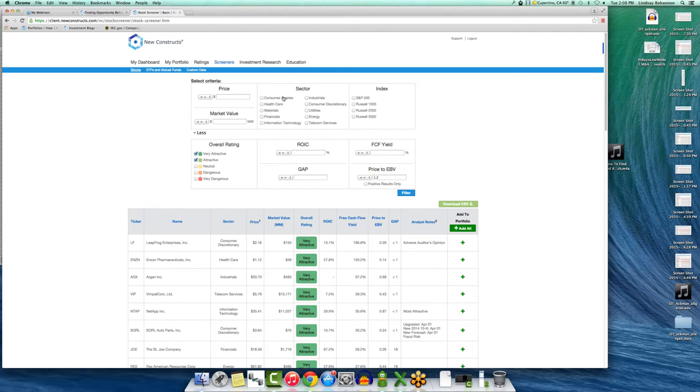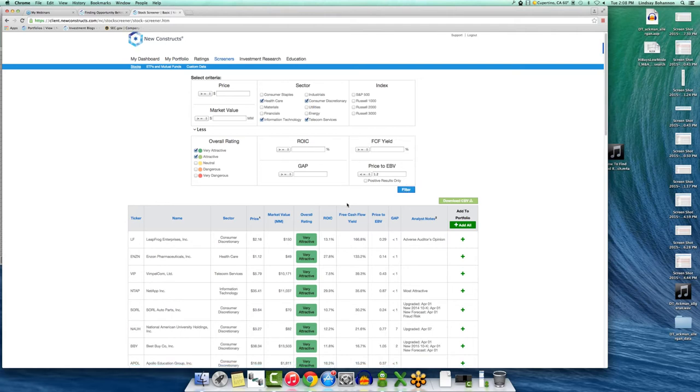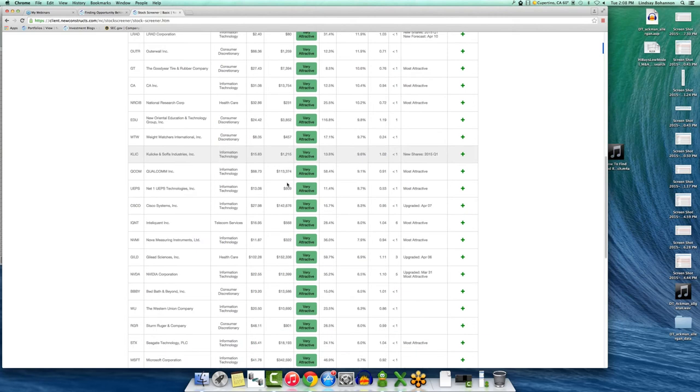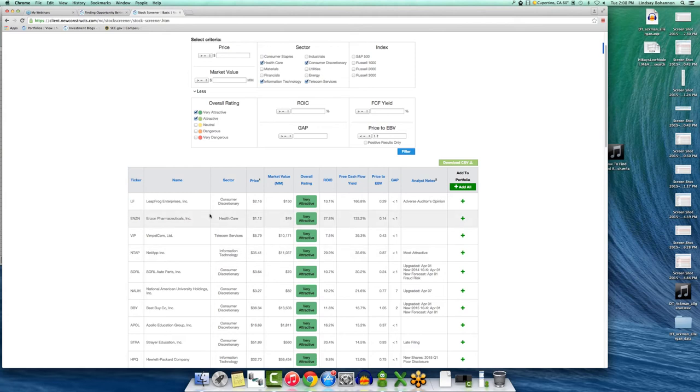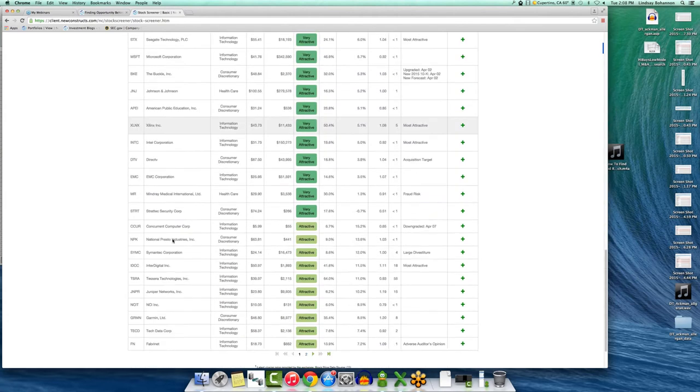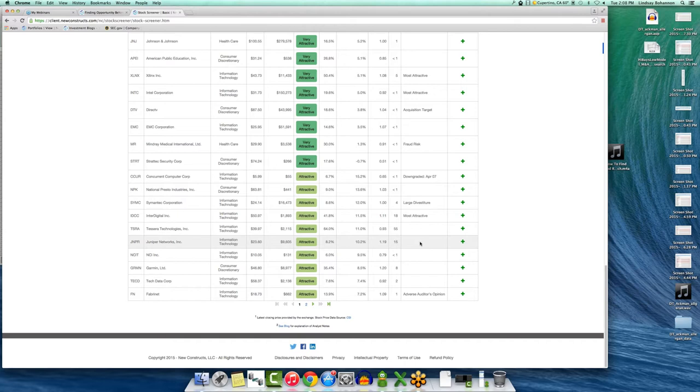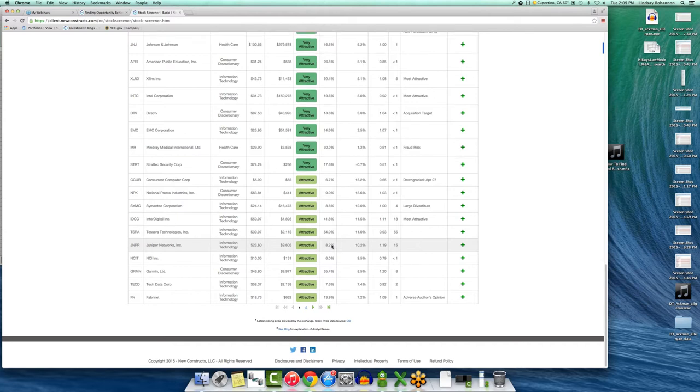And then let's say we're only interested in stocks maybe in the consumer staples, in the telecom services sector, maybe in the, let's go to the information technology sector, maybe healthcare. And then we'll click filter. And here we have all of the healthcare, information technology, consumer discretionary, and telecom stocks with price to economic book values under 1.2 that also receive our attractive and very attractive ratings. And there's two pages of those, so that means roughly around 100 stocks.